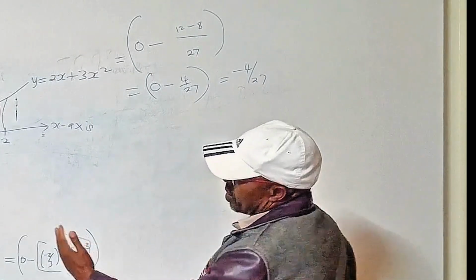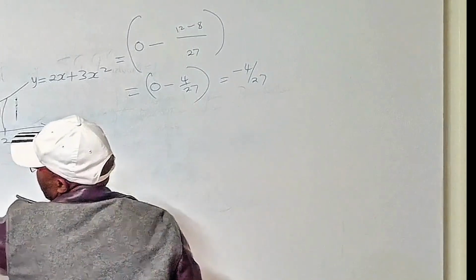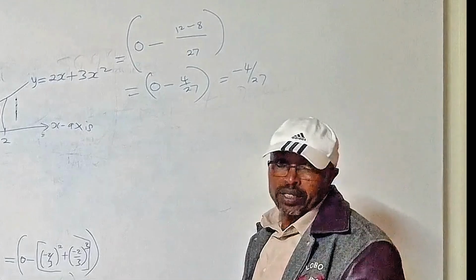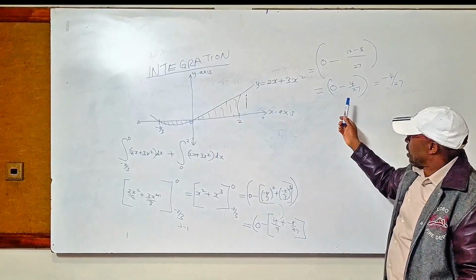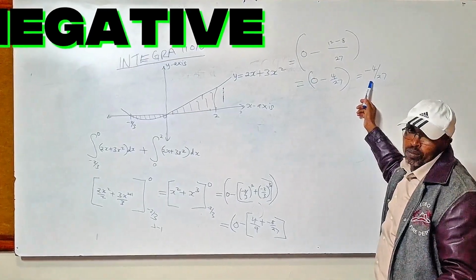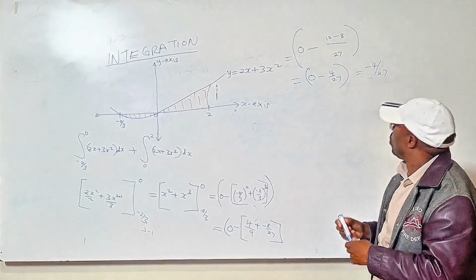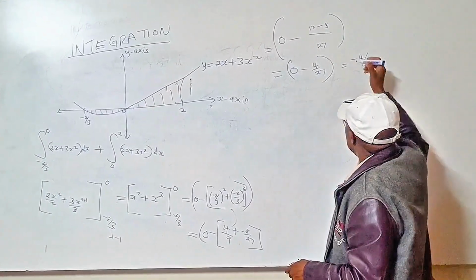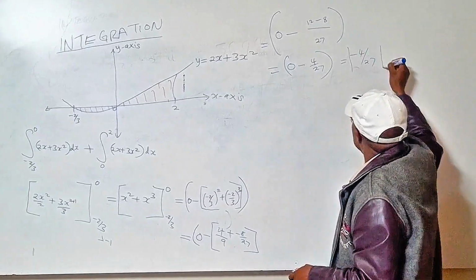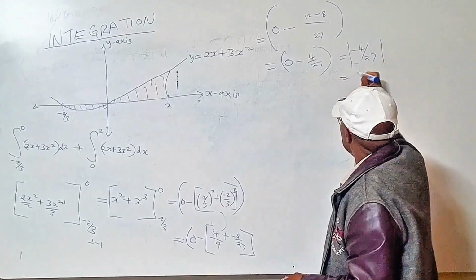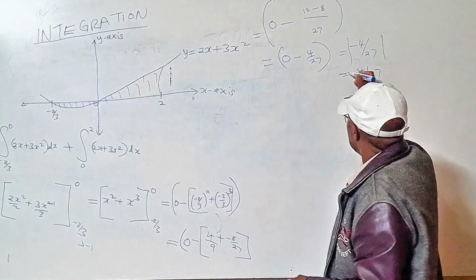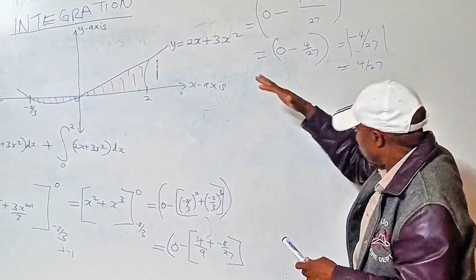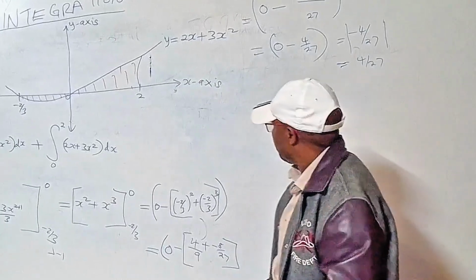We are through with the part that is below the x-axis. Area below the x-axis will always give us a negative value because it is below the x-axis. But we always take the absolute value, so it will be 4/27. Because the negative sign simply means it is below the x-axis.